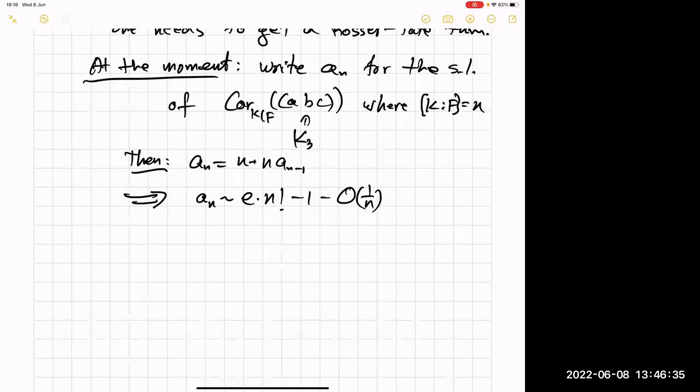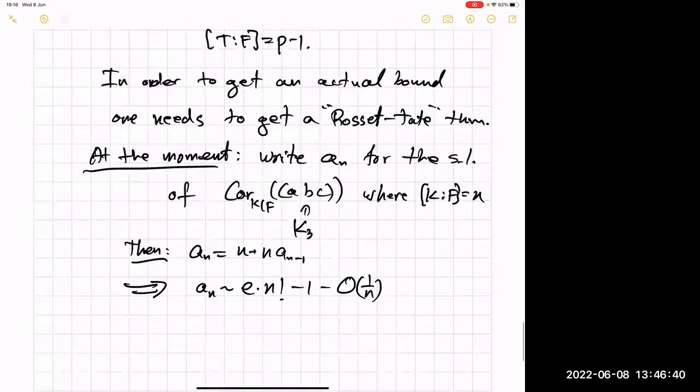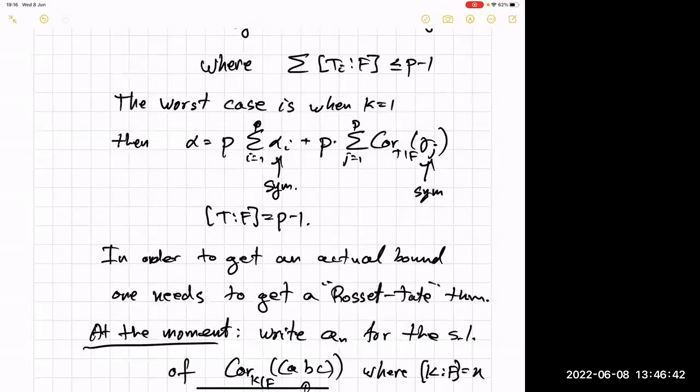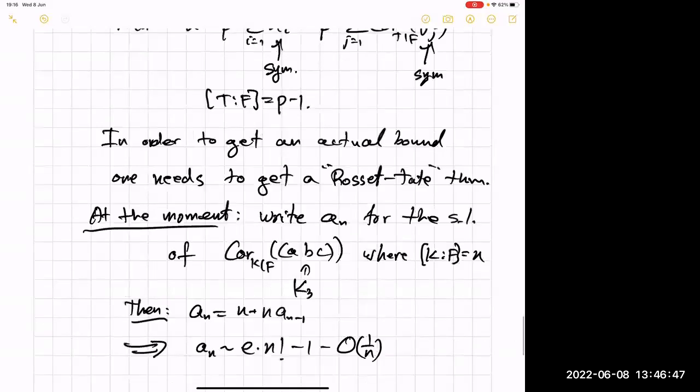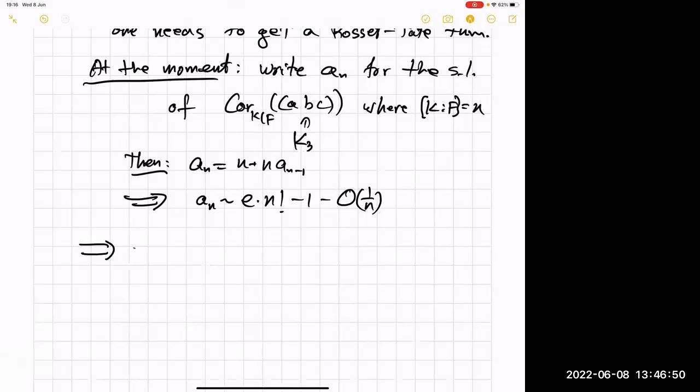So if I plug this into the presentation that I gave before of how you can express alpha in the worst case, then what you get is that the symbol length of alpha from above is at most A_p, which again is approximately e times p factorial, minus 1. Yeah, so these are the results.